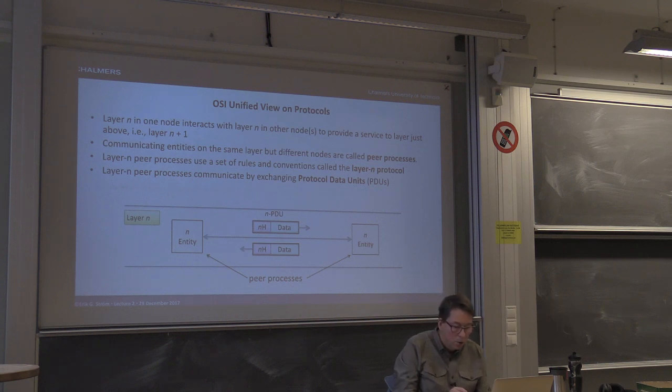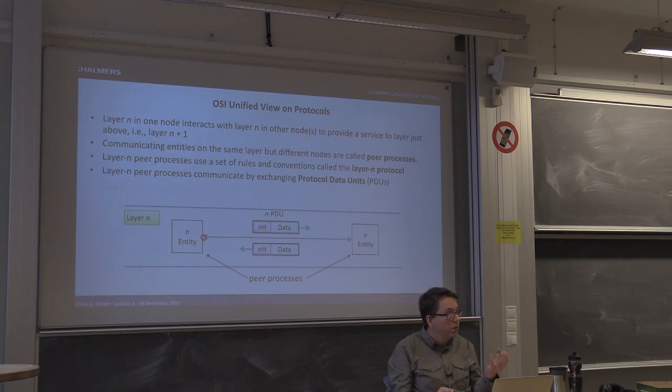Okay. So communicating entities at the same layer but at different nodes are called peer processes. So this is a process, a computer piece of software which is running. It's called a process. And this is a process. So these are called peer processes. And they interact by transmitting data back and forth.